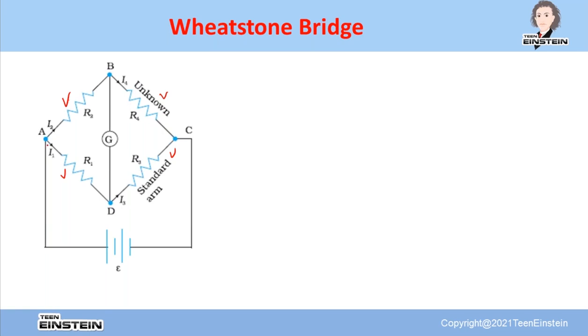So this is one arm, suppose this is the first arm. This is second. This is third arm. This is fourth arm. So you can see this is a kind of a square, made of 4 different resistances.